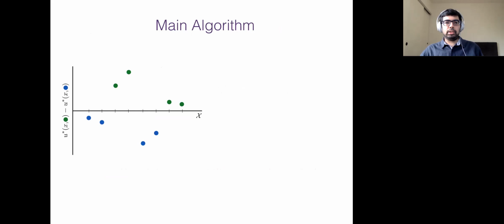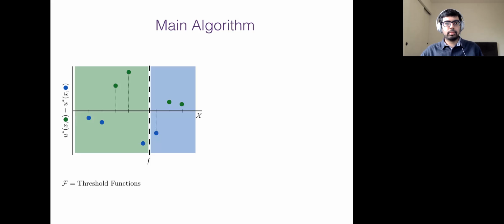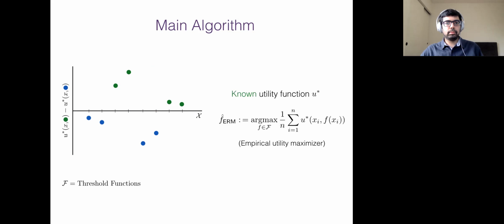Let's begin with our main algorithm. In this figure, the x-axis represents the different data points. The color of each data point again represents the decision with the higher utility. The y-axis represents the utility gain, that is, how much additional utility can a classifier gain by predicting green versus blue for any particular data point. Further, for illustration purposes, we'll restrict f to be the class of threshold functions, and each function f will therefore partition the space into a blue and a green region.